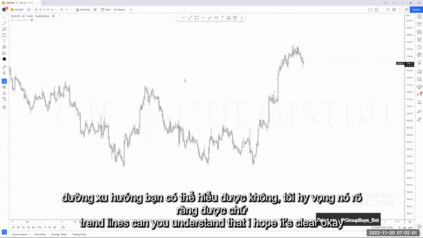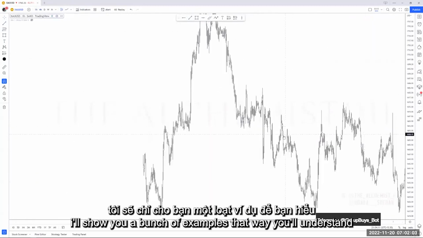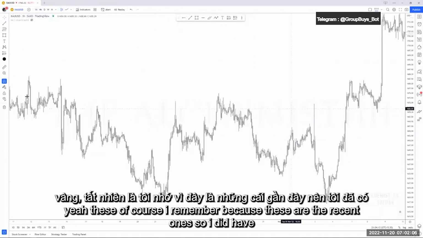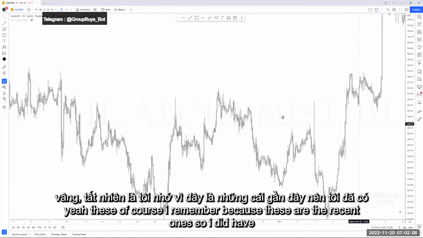I'll show you more. It's clear, right? I'll show you a bunch of examples. That way you'll understand. Of course, I remember these because these are the recent ones. So I did have these entries.